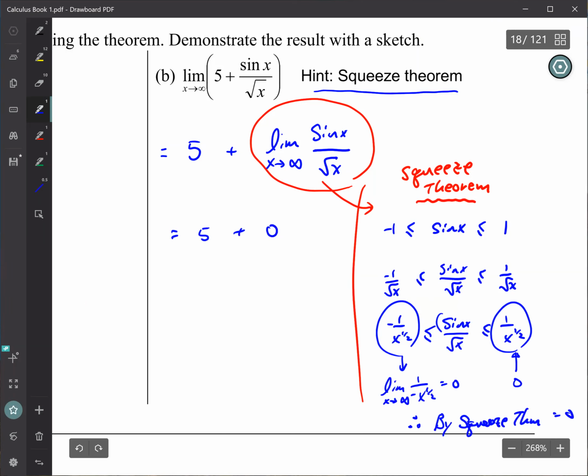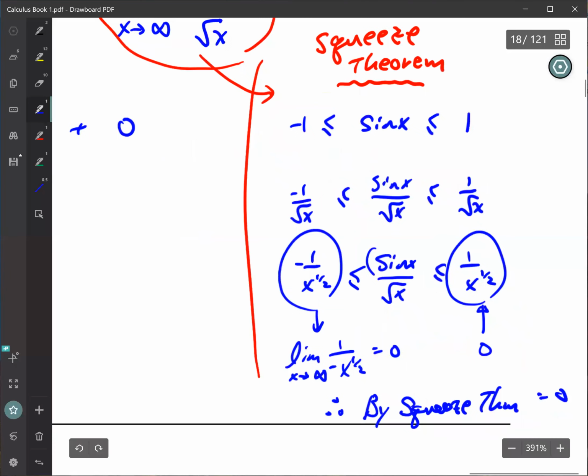Jason, yes. If you plug in infinity to x, how come it's 0? Which part are you talking about? The limit as x approaches infinity. Oh, the 1 over x to the half. Okay, because you can try with the calculator.